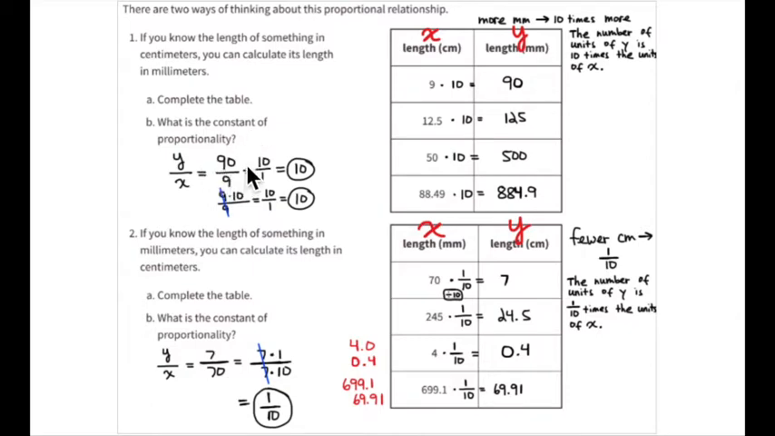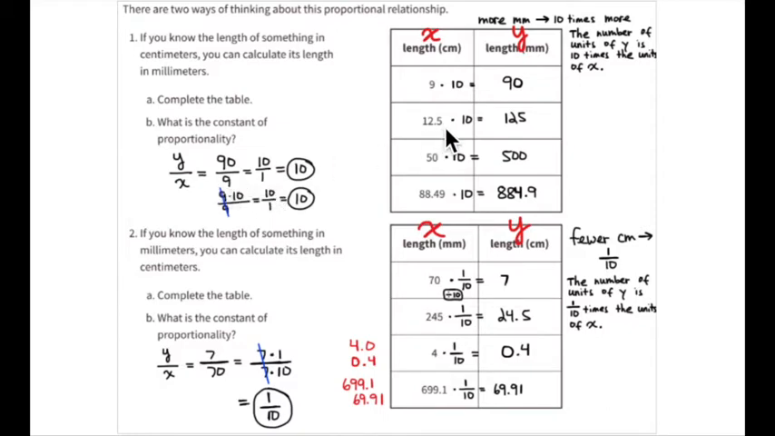Well, if you look at that, 90 divided by 9, so how many of these 9s do I need to get to 90? I need 10 of them. So 90 divided by 9 is 10. So y, that 90, is 10 times x, 9. So y is going to equal 10 times x. 90 is equal to 10 times 9. 10 is equal to 10 times 1.